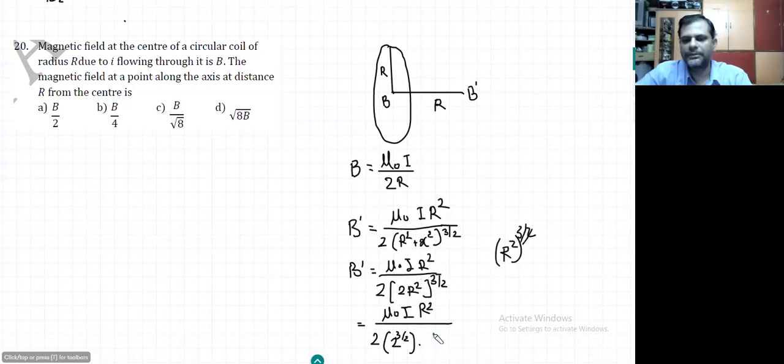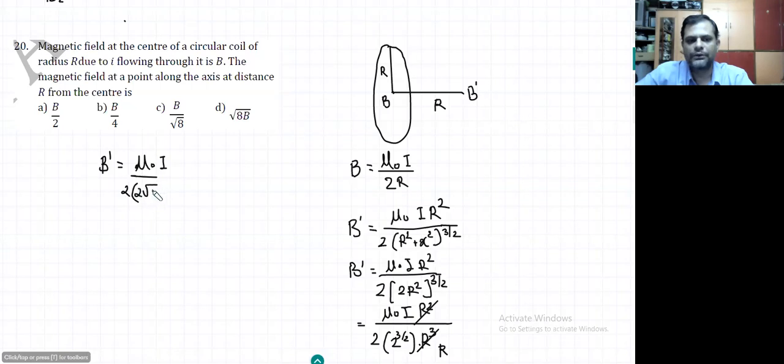In the denominator, so that again we can just cancel out this R square here. So R cube cancel ho gaya. Ek R yahan pe bacha rahega niche denominator mein. Aur ye 2 raised to 3/2 matlab kya hoga? To wo 2 root 2 ban jayega actually. So in the next step, we can just be able to get this finally as B dash is equal to mu naught I upon 2 times of 2 raised to 3/2 matlab 2 root 2 and that is multiplied by R kept as it is.